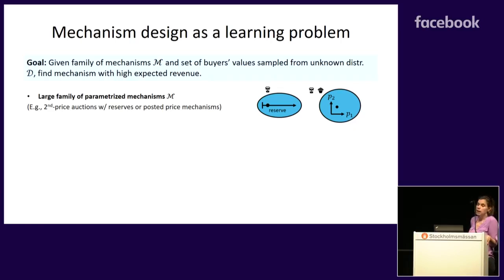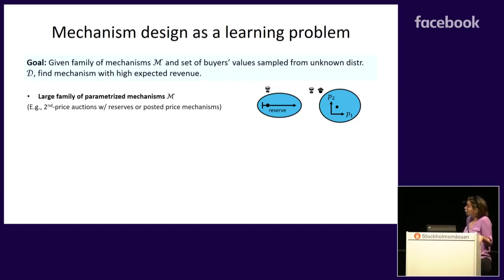Or if we are trying to price multiple items, again to maximize revenue, we might consider the set of all posted pricing mechanisms, which again Ellen described at the beginning of the tutorial. Okay, and so we fix the problem that we want to solve. We fix a large, infinite parameterized family of mechanisms for these problems. And actually, the families of mechanisms that I gave as examples are infinite, for example, because for the reserve price case, the parameter itself can take continuous values.